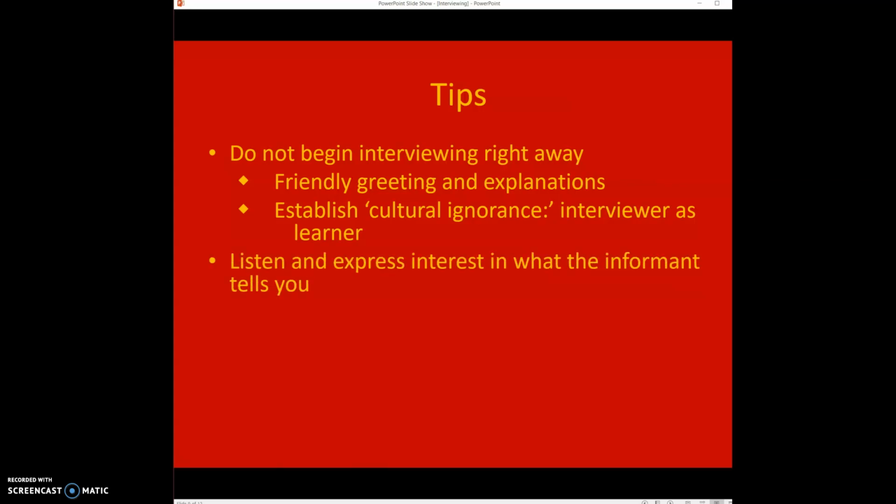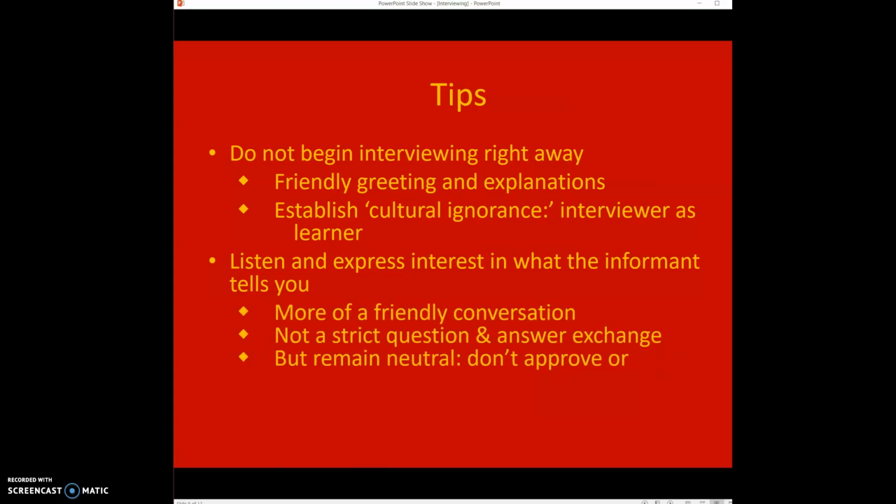You want to establish what we would call a cultural ignorance, and that means that you as the interviewer are the learner. You're really just sitting there to gather information. You want to listen and express interest in what that informant tells you. What they're telling you is sometimes very deep feelings about what's going on, for example, in a school setting. And you really need to be there as a participant just gathering information.